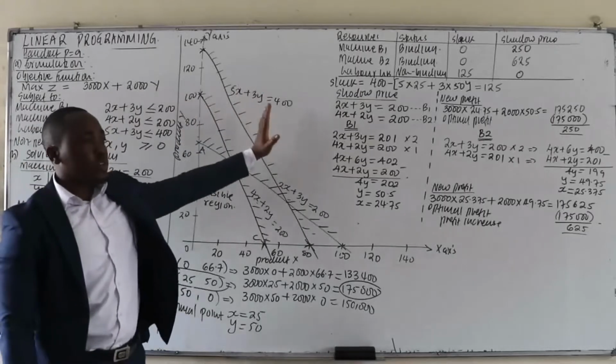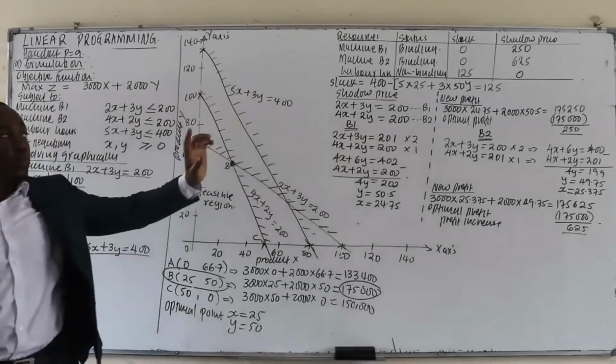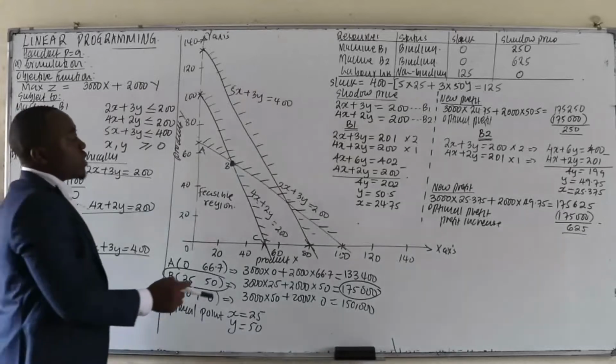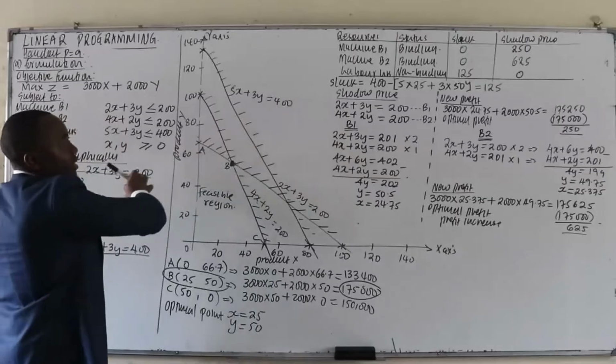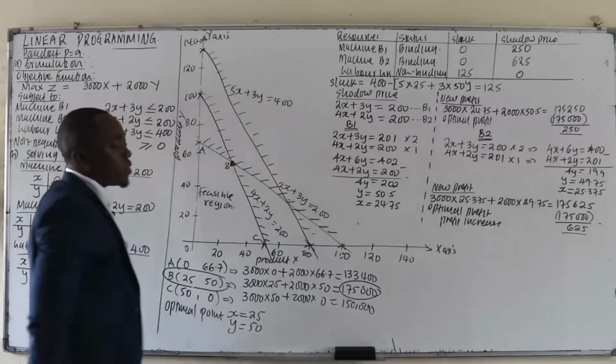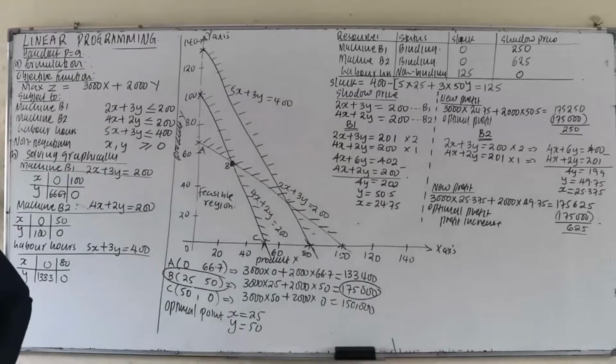5x plus 3y is equals to 400. Don't write less or equal to. Because less or equal to has already been represented by the shading. Remember, your only concern should be less than. So you shaded the unwanted part. I hope now that's clear.